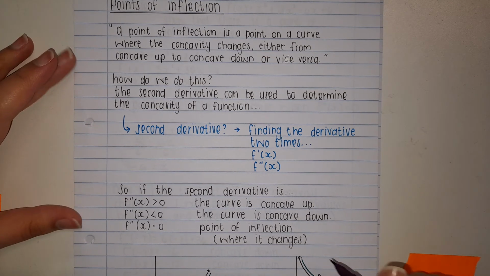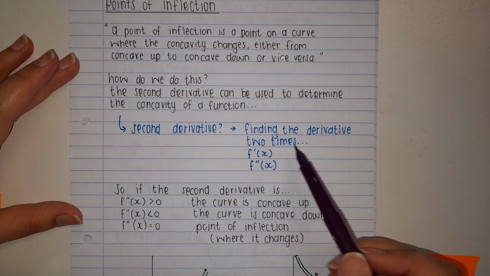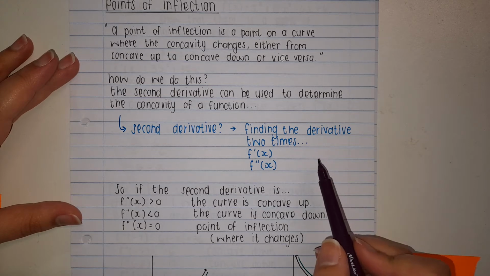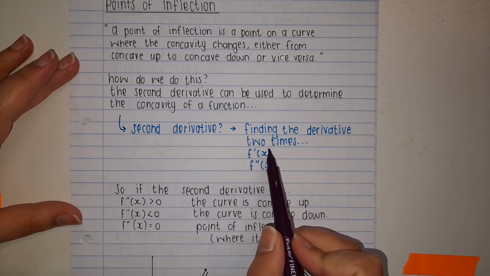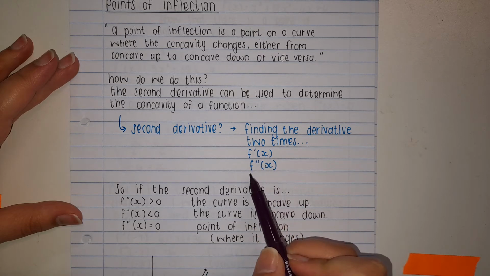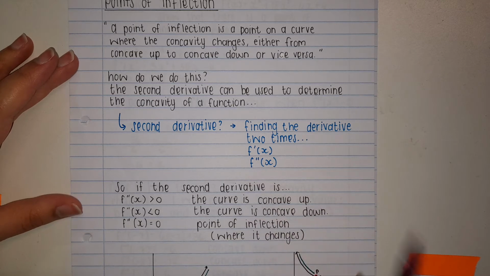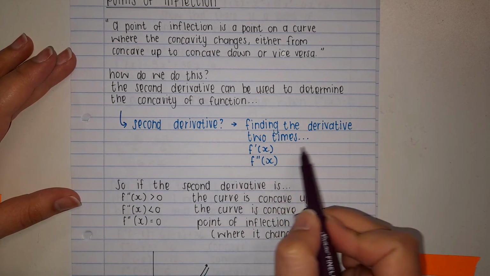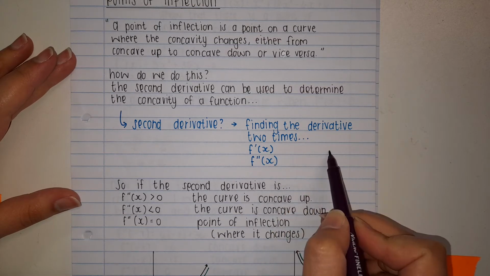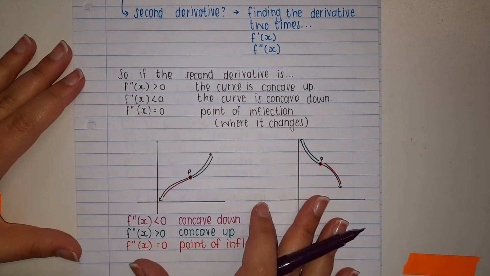Now, how do we find it? We have already worked with our first derivatives. So to find our second derivative, you differentiate two times. Usually we would have our normal function f(x), then our first derivative, which you note as f'(x), and then our second derivative, which I note as f''(x). So you differentiate once to get my first derivative, and to get my second derivative, you differentiate your first derivative.